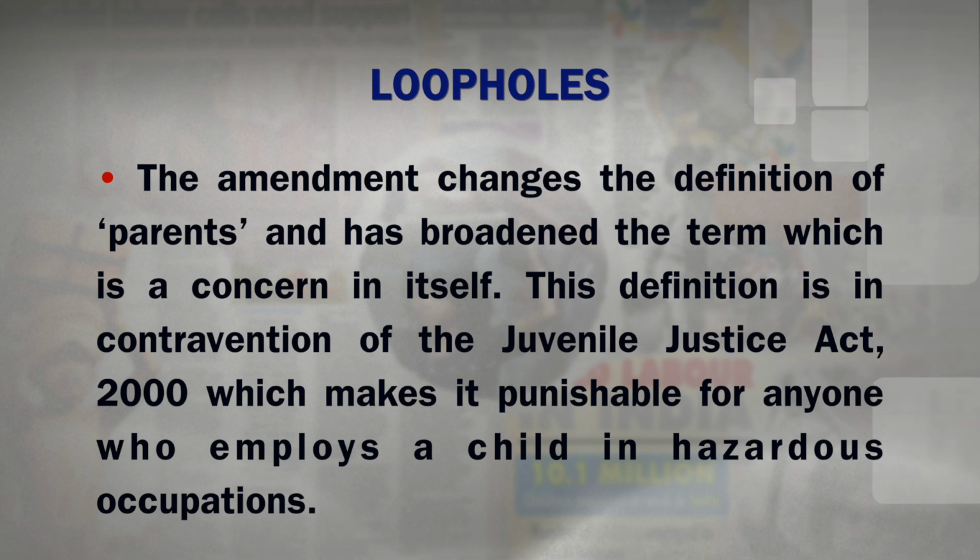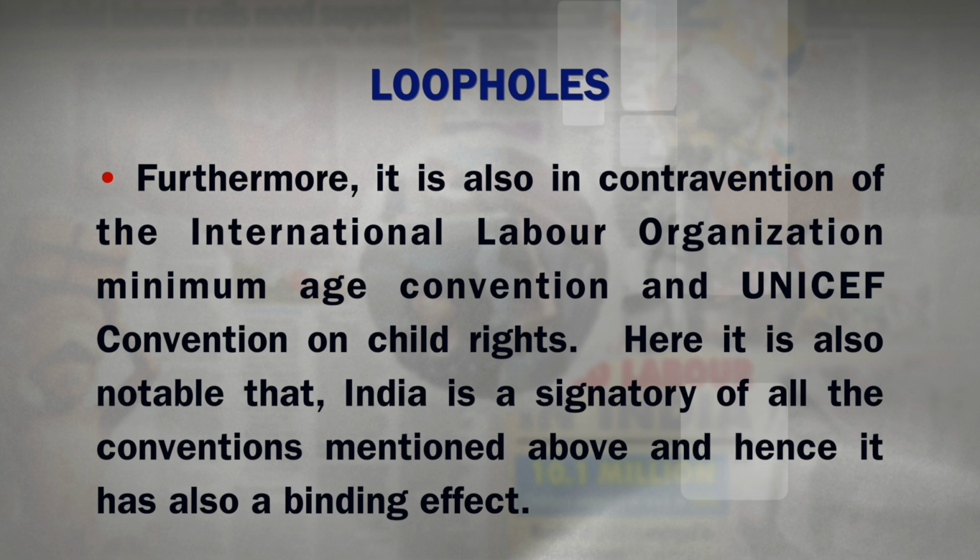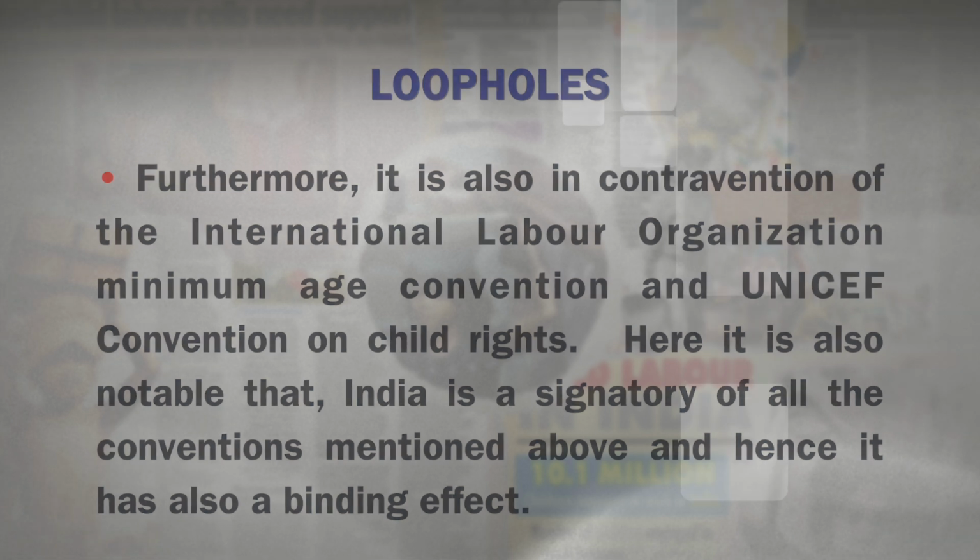This definition is in contravention of the Juvenile Justice Act 2000, which makes it punishable for anyone who employs a child in hazardous occupation. Furthermore, it is also in contravention of the International Labour Organization's Minimum Age Convention and the UNICEF Convention on Child's Rights. Here, it is also notable that India is a signatory of all the conventions mentioned above and hence it has also a binding effect.